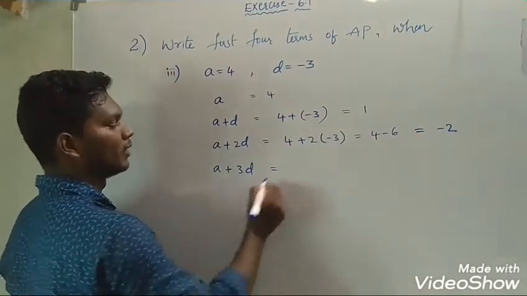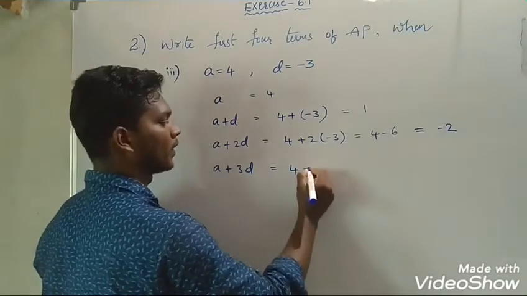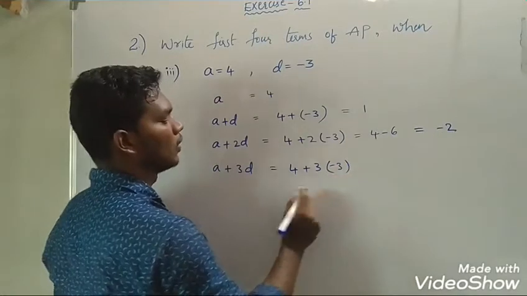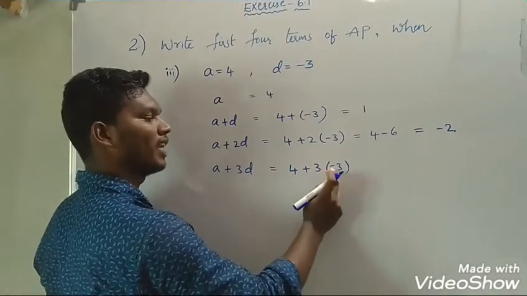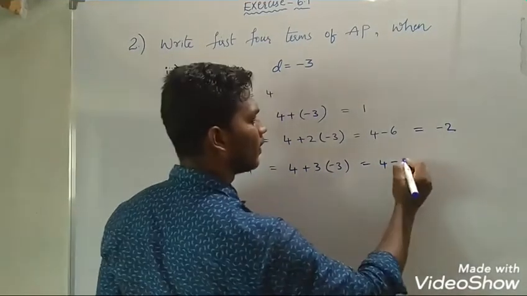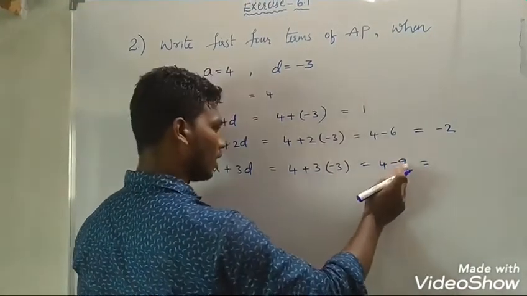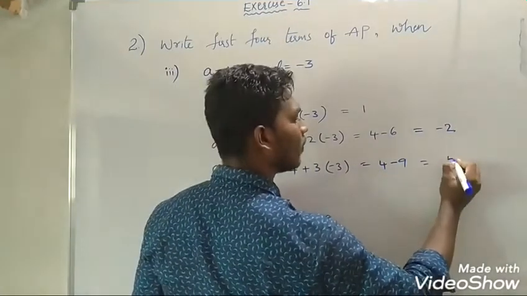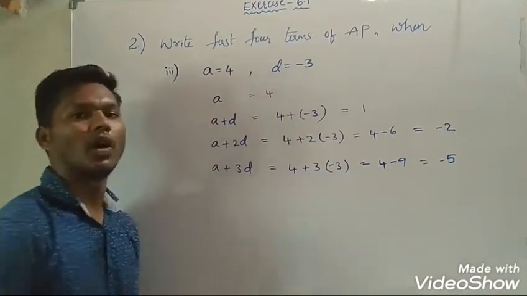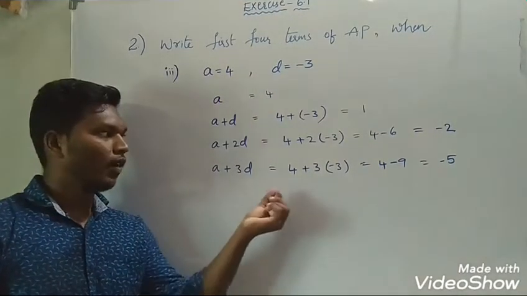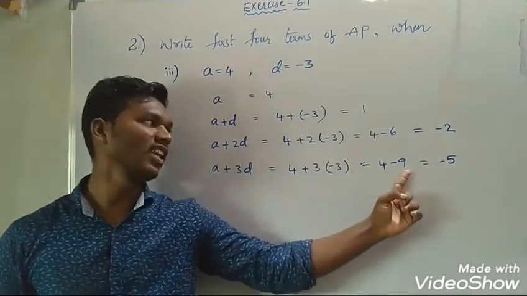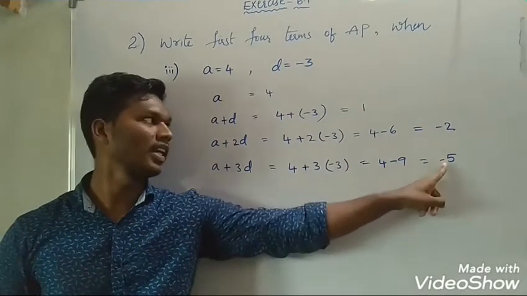So a plus 3d. The value of a is 4 and the value of d is minus 3. So here plus into minus, minus. So 4 minus 3 threes are 9. So again 9 minus 4 will be 5. But 9 is bigger, before 9 we have minus, so put minus. Always remember the sign before the bigger number, you will get the same sign. See here, 9 is bigger. Before 9 we have minus, so minus we will get.